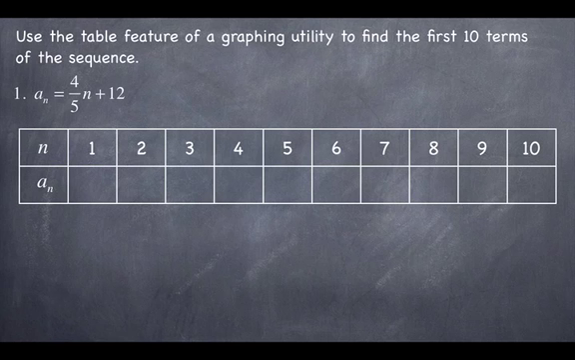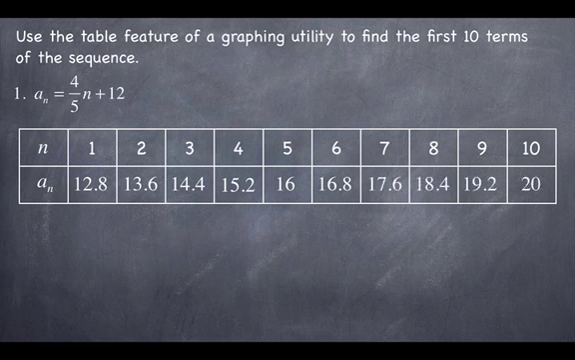Here's number 1. It says use the table feature of a graphing utility to find the first 10 terms of the sequence. The rule is a sub n is equal to 4/5 n plus 12. Let me go ahead and give you the answers, and then I'll show you how to use the graphing utility. So first thing you want to do is hit the second key, then the stat key, followed by the ops, highlight ops, the operations. Then at this point you want to go down to 5, which is the sequence. Enter that one.